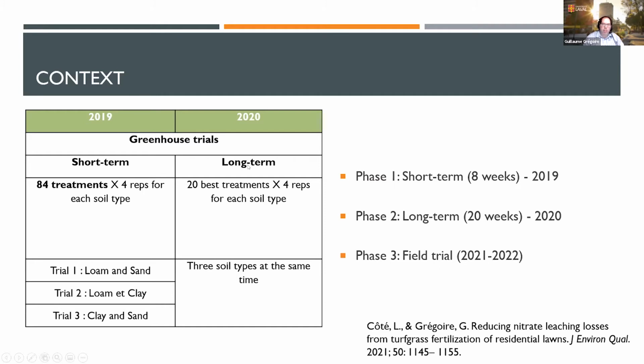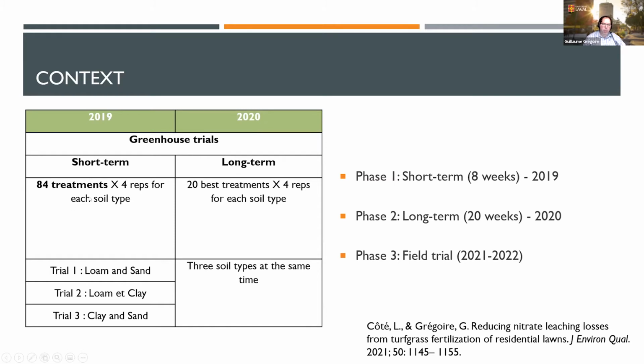So that's why in this current project, in cluster 3, we only focus on nitrate losses through leaching, which is through water that infiltrates through the soil profile. So to do that, we set up a 3-phase trial. Phase 1 was conducted in 2019.